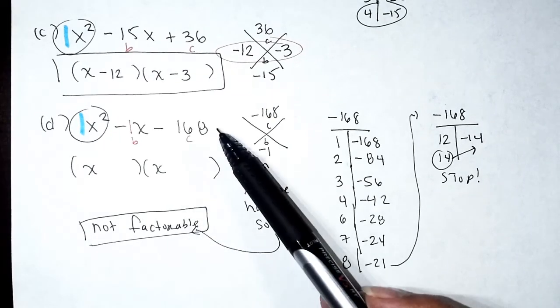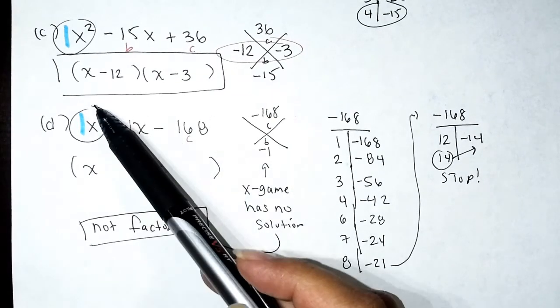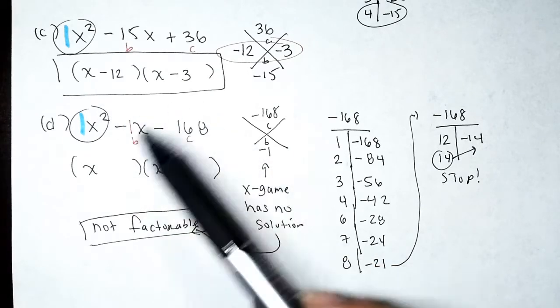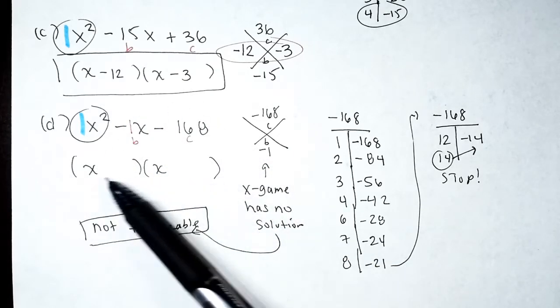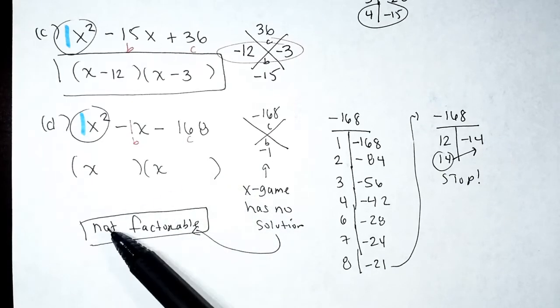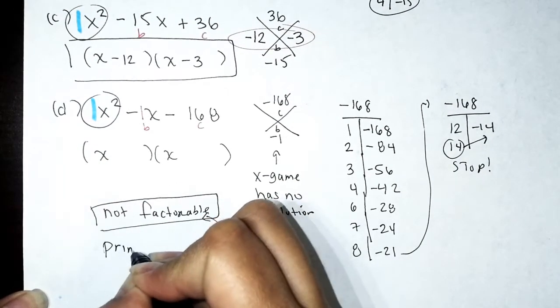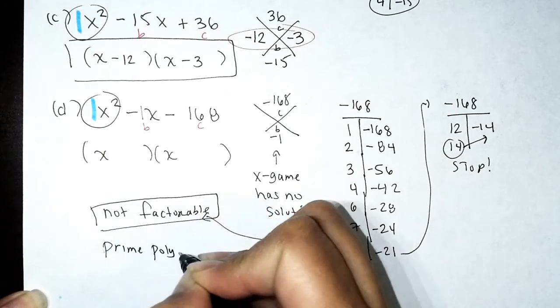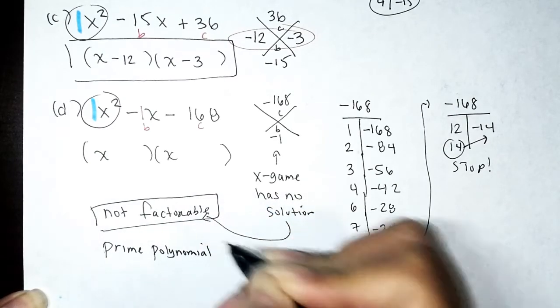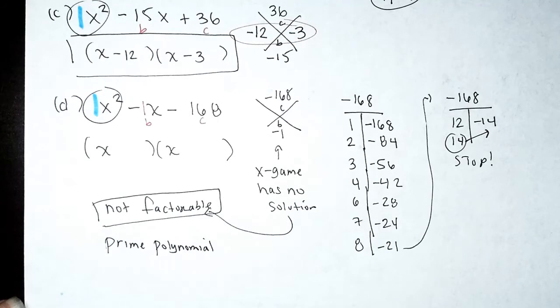When I asked you to factor, that is code for write me as a multiplication problem. But if it's not possible to write it down as a multiplication problem, then we just write not factorable. Depending on the book, it may say prime or prime polynomial. I don't like these words because they don't really resonate with me. If the directions say factor and I can't, not factorable resonates with me more. But I don't really care, not factorable or what your book says, prime or prime polynomial.